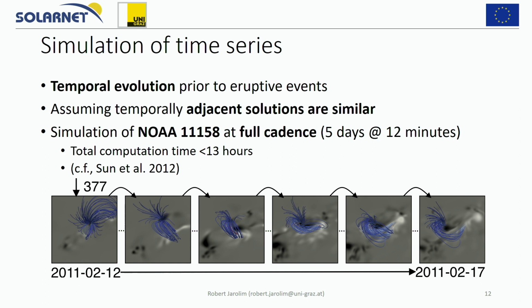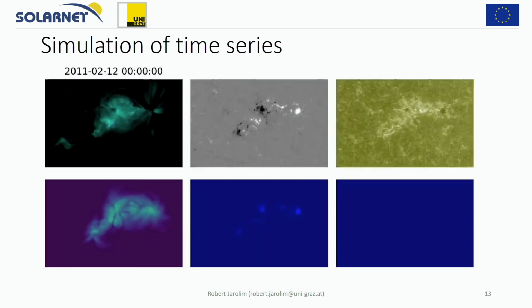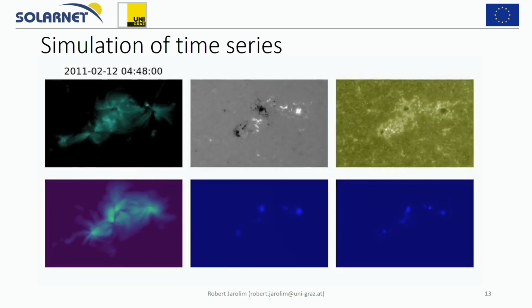And we performed this for this active region here, 11158, where we use 5 days at full cadence, so 12-minute cadence, in order to get this full extrapolation series. The total computing time is less than 13 hours, which basically allows us to perform magnetic field extrapolations in real time. And what we get from this is shown here.